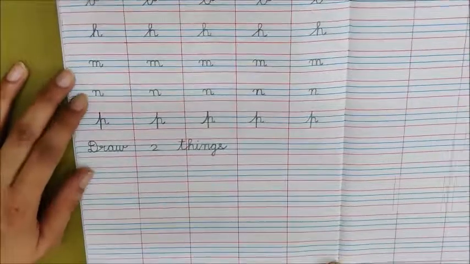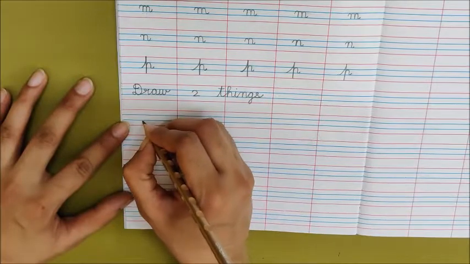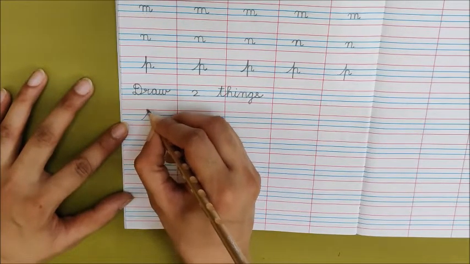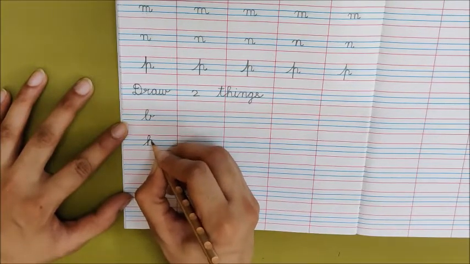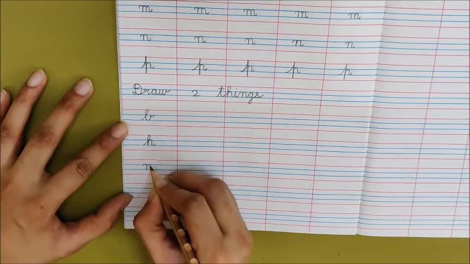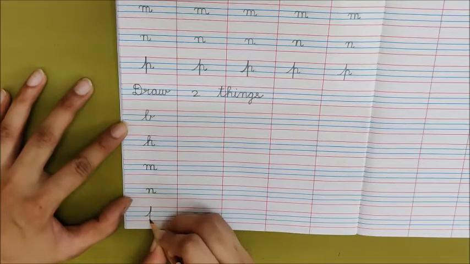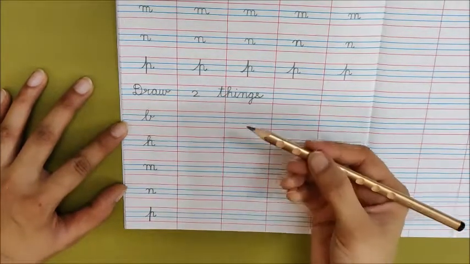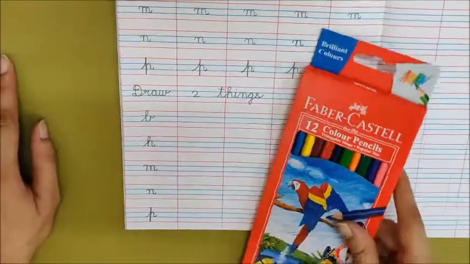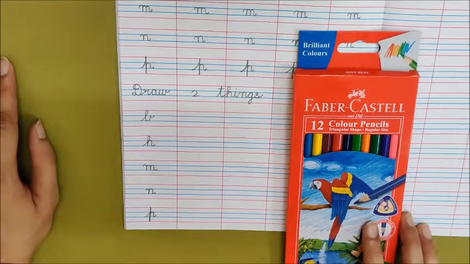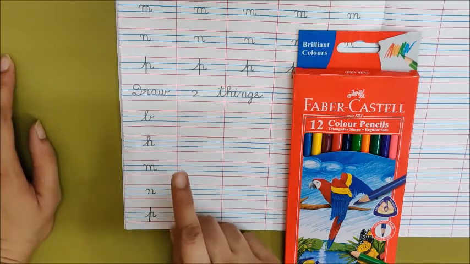Now children, it is your turn to do the setting. Here children, in the first margin, write down B. Then in the next line, write down H. Then write down M. Then write down N, and then write down P. Now our pencil work is over. Now it is time to take out your color pencils because we are going to draw two things for each letter. Now we will make two things for each letter.